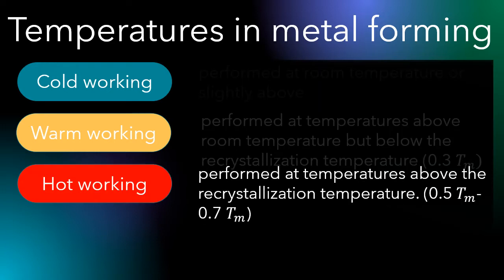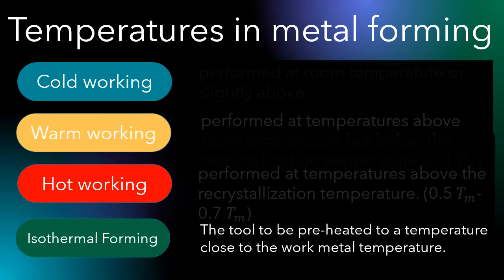Hot working is performed at a temperature above the recrystallization temperature. The recrystallization temperature is around 50% of the melting point. The metal continues to soften as the temperature increases above 50% of the melting point, enhancing the advantage of hot working above this level.